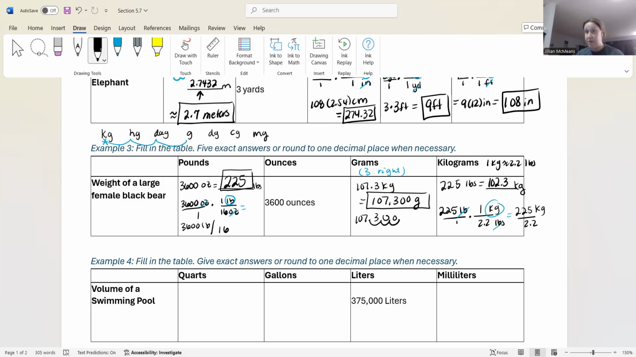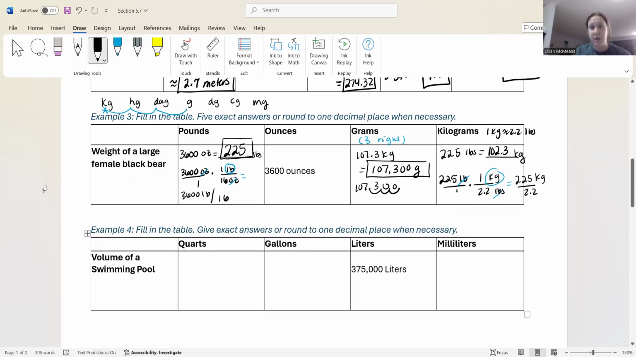Ounces to pounds because they're in the same measurement system, and then go pounds to kilograms, and then kilograms to just plain grams. And finally, the last one, example 4, same directions, fill in the table, give exact answers, round to one decimal place when necessary. And we were given the volume of a swimming pool is 375,000 liters. So liters is definitely metric. So we're going to convert to milliliters first, and then we're going to go liters to quarts because liters and quarts are really similar, and then quarts to gallons, okay?